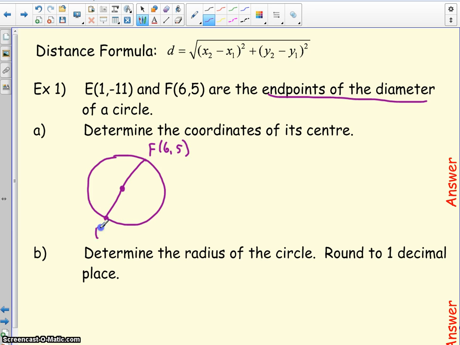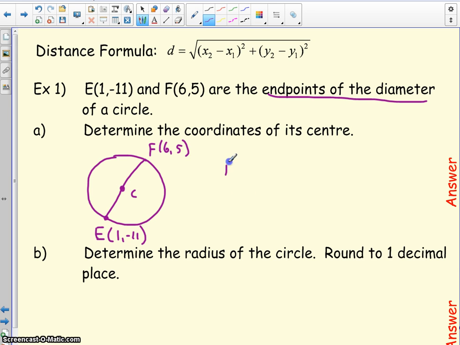And this is E at 1, negative 11. And I want to find the coordinates of the center. So your first thought might be, well, I'm not looking for a distance here, I just want to find the coordinates of the center. And hopefully you recognize here that this center is going to be halfway. It's going to be the midpoint between my two endpoints right here. So I don't need to use distance formula just yet. I can use what I did last lesson.